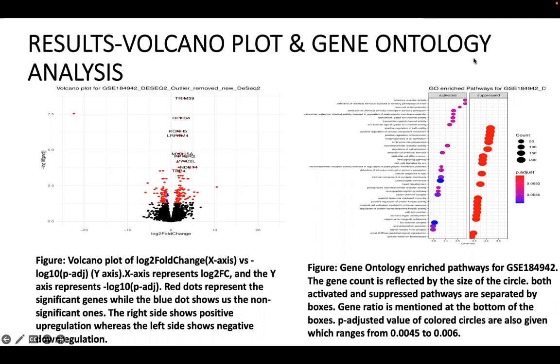Here is another plot. It is gene ontology enriched pathways. So as we can see here, there are activated pathways and suppressed pathways. The size of the circle represents the overall gene count. At the bottom of these boxes, the gene ratio is mentioned. The most statistically significant ones are the red ones, while the least statistically significant ones are the blue ones. Here, in this plot, all samples are statistically significant.